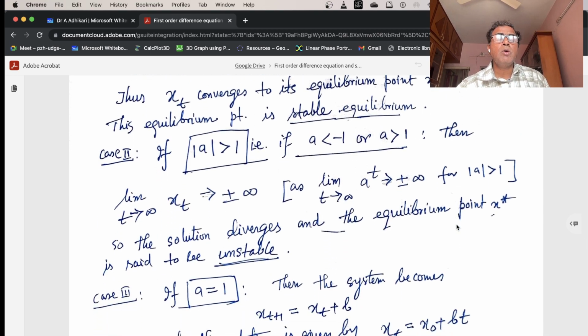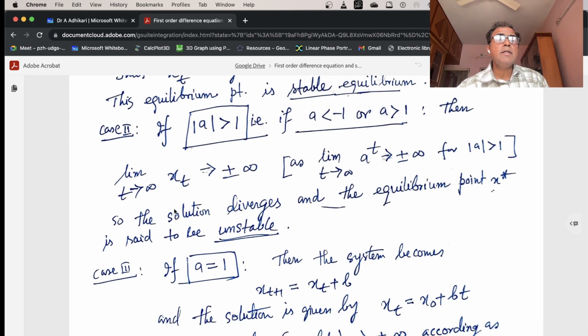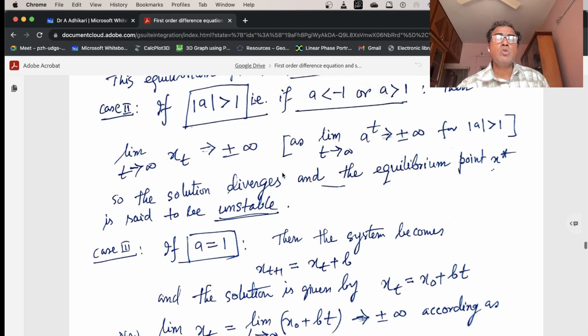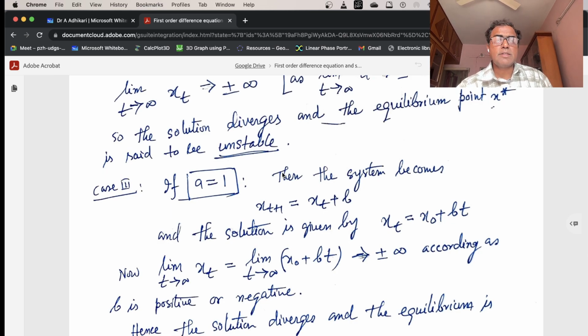Case 2: if modulus of a is greater than 1, that is, a is less than minus 1 or a is greater than 1, then x_t tends to plus infinity or minus infinity. If a is less than minus 1, then x_t tends to minus infinity. If a is greater than 1, x_t tends to plus infinity. So the solution diverges and the equilibrium point x star is said to be unstable.